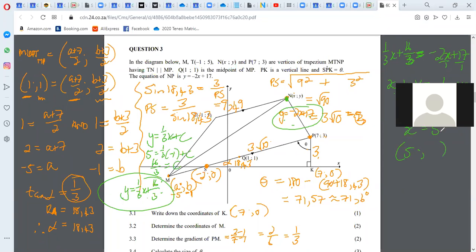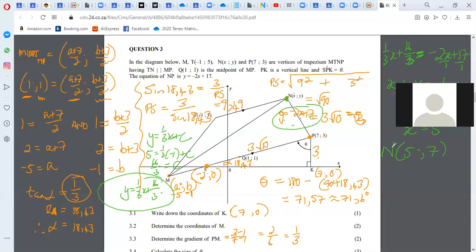And then all I do is I plug this back into one of the 2 equations. Okay? Maybe the easier one. Minus 2 times 5 is minus 10. Minus 10 plus 17 is 7. And those are the coordinates of N.